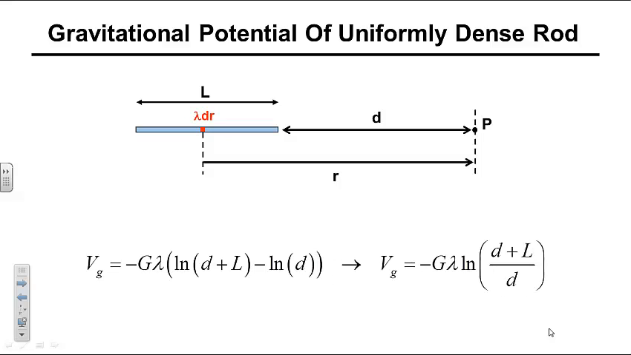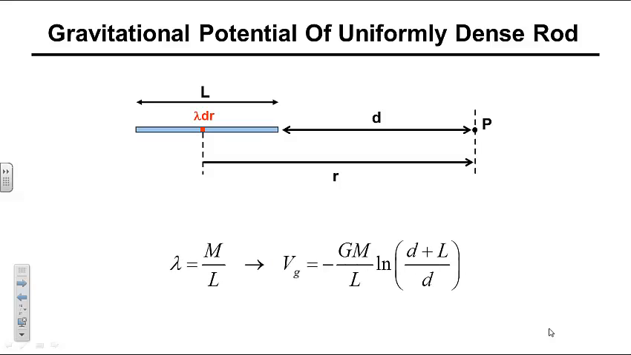Completing the integral gives us an expression for the gravitational potential of the rod in terms of the natural log of the variables d and L. This expression can be further simplified by substituting the value for the mass density. Since the rod is uniformly dense, the mass density is simply the total mass of the rod divided by the length of the rod. We now have our final expression for the gravitational potential of this system at the position P.